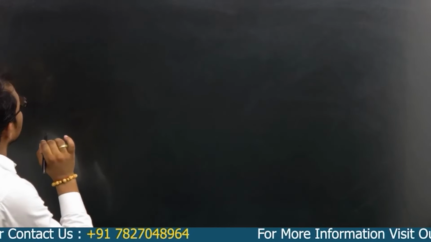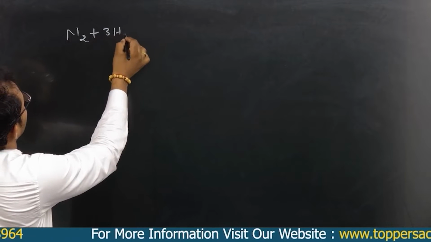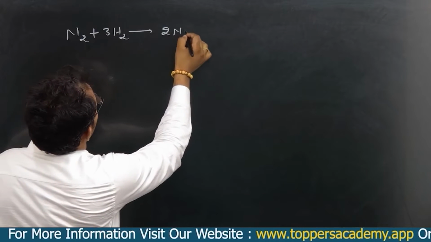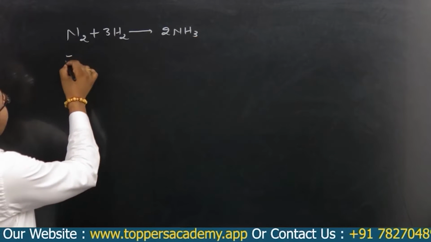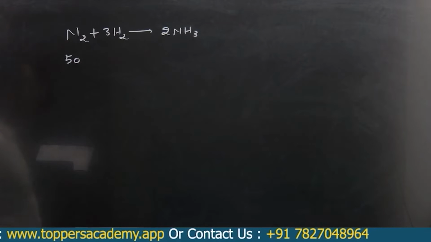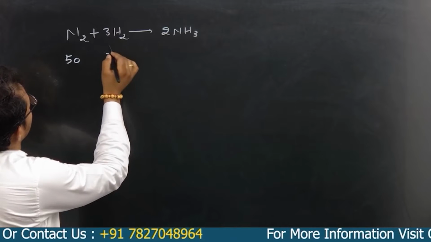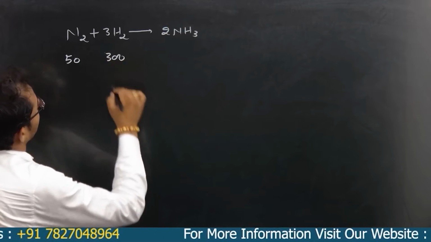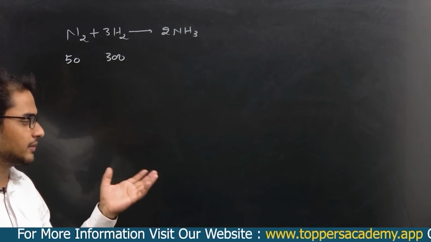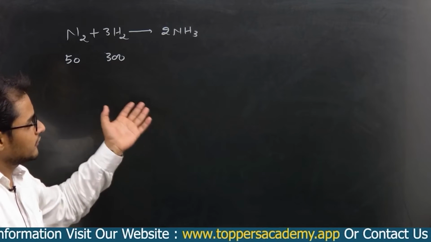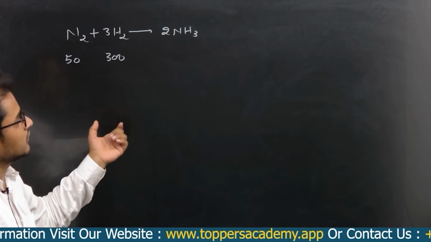So see, suppose N2 + 3H2 gives 2NH3 is given, and suppose random numbers of moles are given: 50 moles here, and suppose here 300 moles are given. Then we will find the limiting agent. We can find which is the limiting agent with the help of the method that I told you in the previous slide, but now we can solve it in another way.